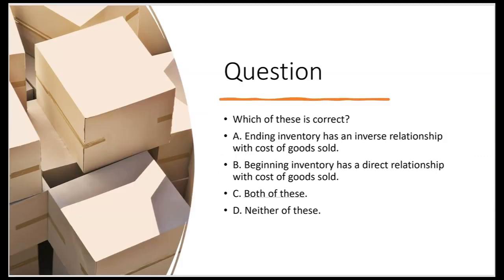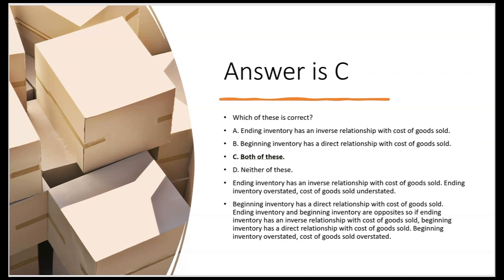All right, which of these is correct? A says ending inventory has an inverse relationship with cost of goods sold. We know that's true. B, beginning inventory has a direct relationship with cost of goods sold. What about beginning inventory? Well, we know it has an opposite relationship with ending inventory. Right? Beginning inventory and ending inventory are opposites. And ending inventory has an inverse relationship with cost of goods sold. Therefore, beginning inventory is going to have a direct relationship with cost of goods sold. And that's what letter B is saying. Beginning inventory has a direct relationship with cost of goods sold, and that's correct. So both of these are correct. Let's go with C.